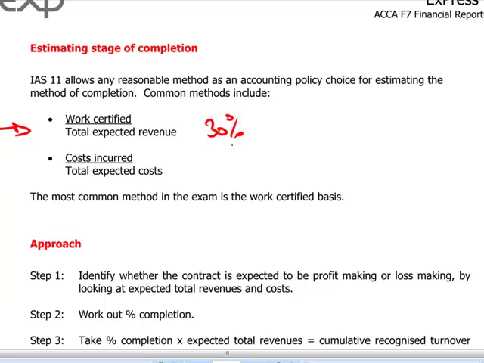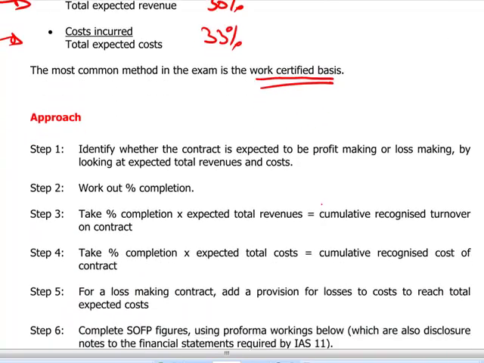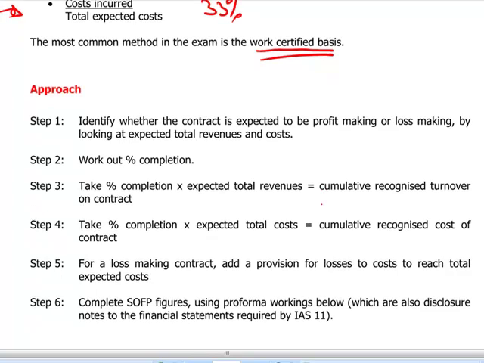profit under this contract. Or, if I'm not using work certified, I can use the cost incurred to date by dividing the cost incurred over the total cost on the contract. Then I will probably come up, from the same project, with, I don't know, 33% done. The most common method in the exam will be the work certified basis. So the approach for the exam is pretty important, and it will help you remember if you keep in mind what you're trying to do.